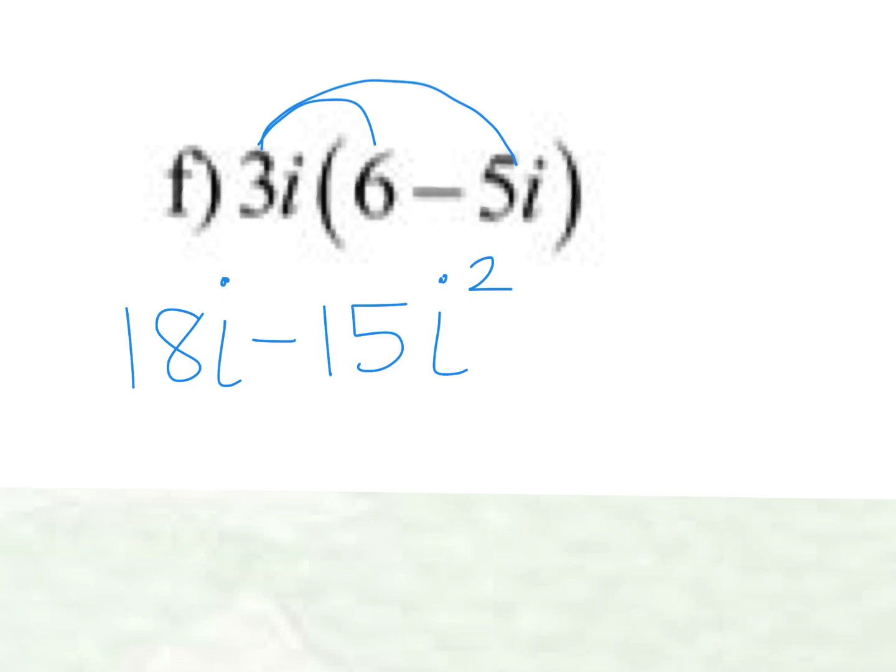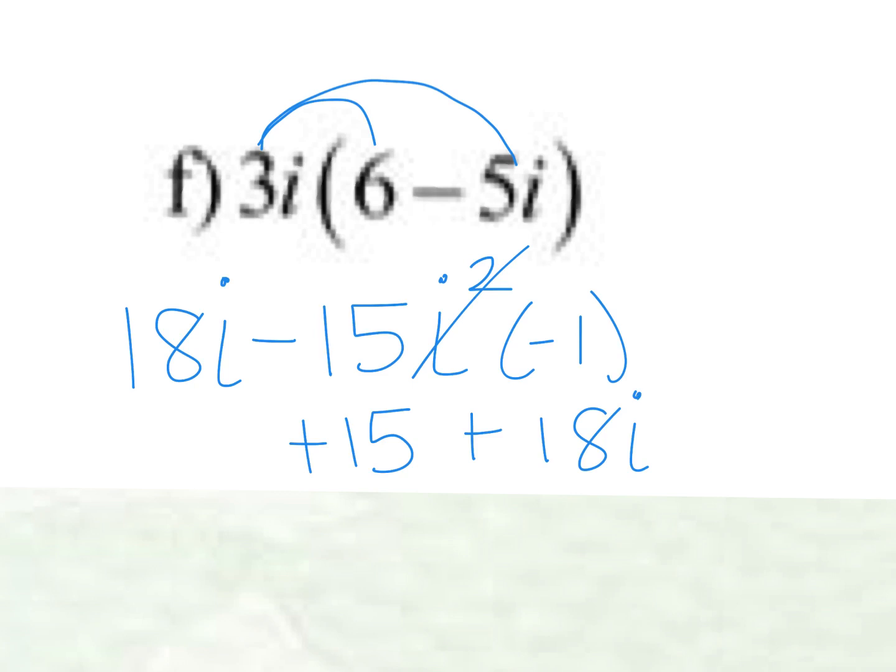So I know I can't have an i squared, so anything i squared is going to turn into a -1. So it's like I am multiplying a -1 to the -15, which makes it a positive 15. And then I can list my imaginary number. So my answer, I'm looking at 15 plus 18i.